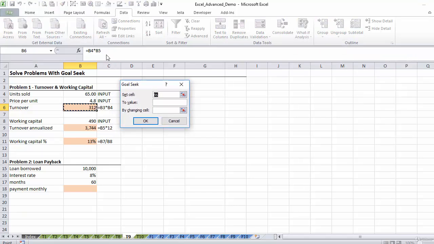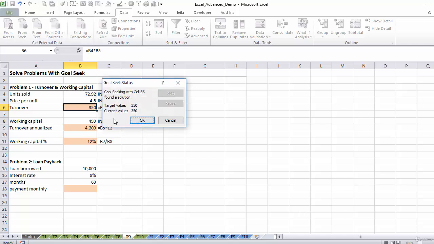Here you can see I have a formula, so that's the units sold times price equals my turnover. I've been asked to find out how many units we need to sell to get a turnover of 350. So I need to change the value of this cell to 350, by changing which cell? The units.